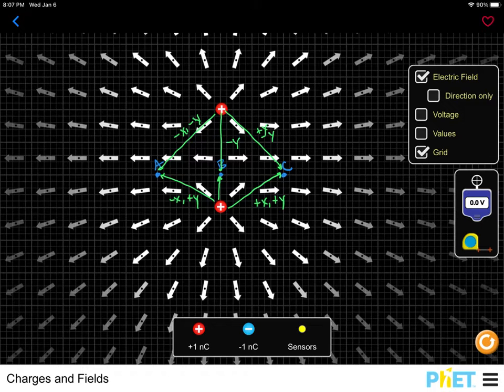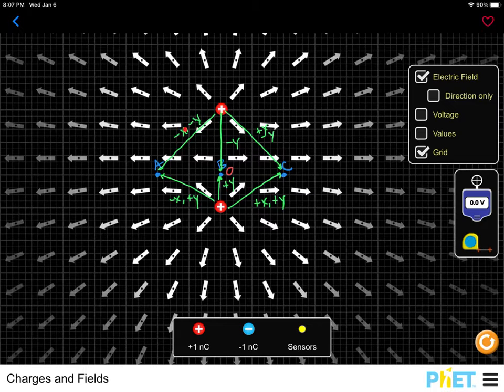So let's start with point B here, and you'll notice that the top charge has a field line and points in the negative y direction, and the bottom charge has a field line and points in the positive y direction. So they actually cancel each other out, so you actually get 0 here. At points A and point C, we get something a little different.